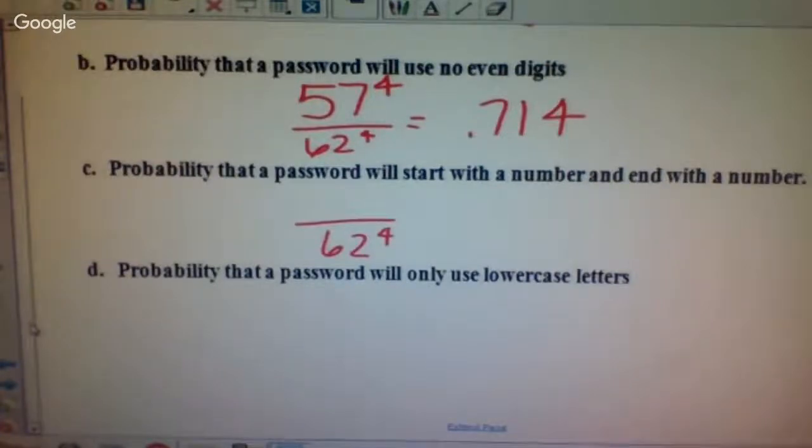C says, stop. Why is it so hard? I'm talking and teaching. Zip it.